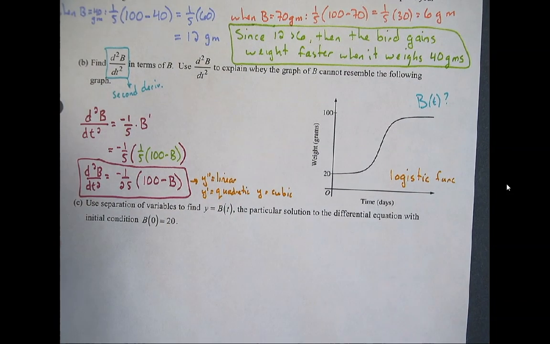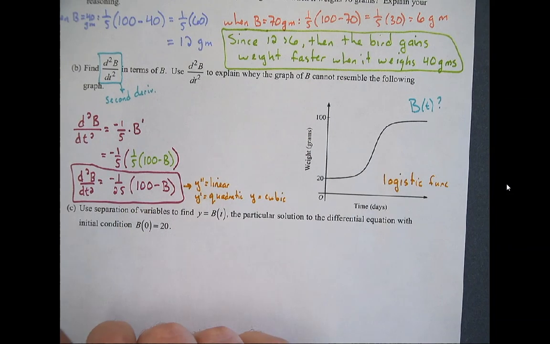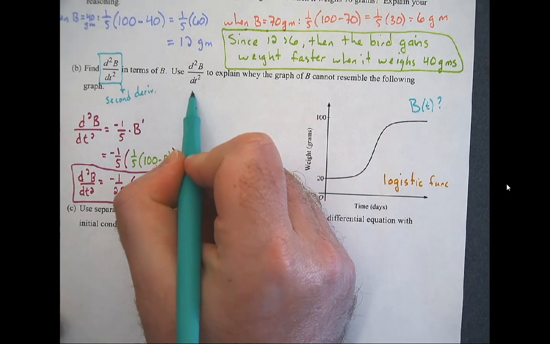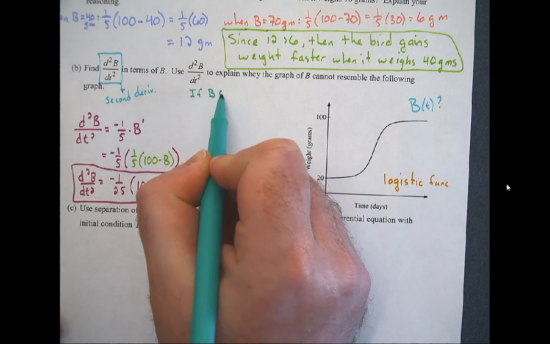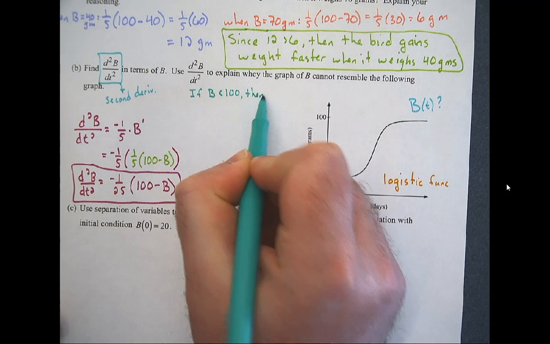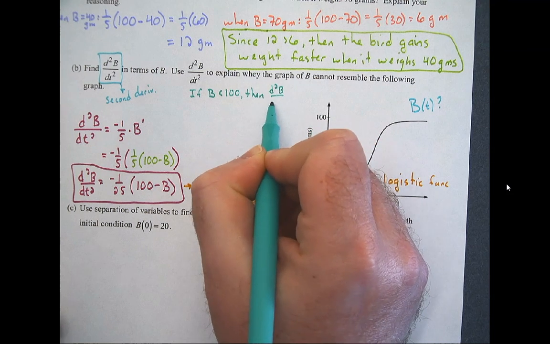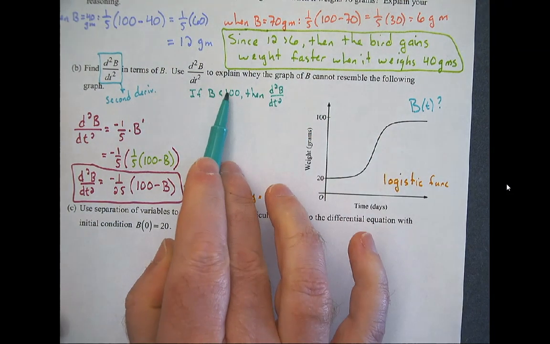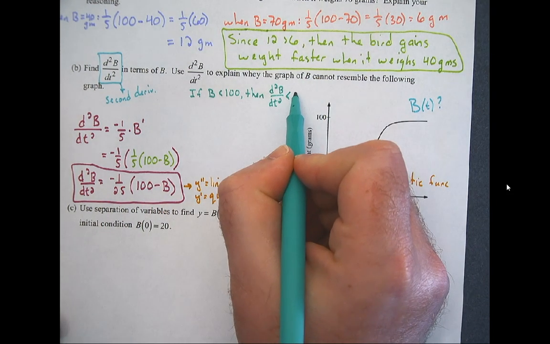Corpy's was much nicer, as usual. He said, all right, well, look at this function for certain values of B. So if B is less than 100, then look at d²B, the second derivative. If this is something smaller than 100, this would be positive times a negative, so this would be negative.